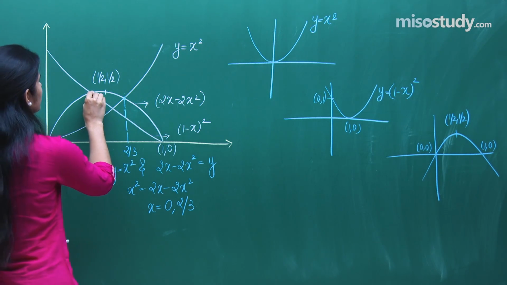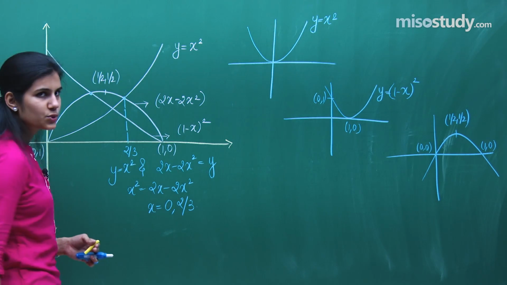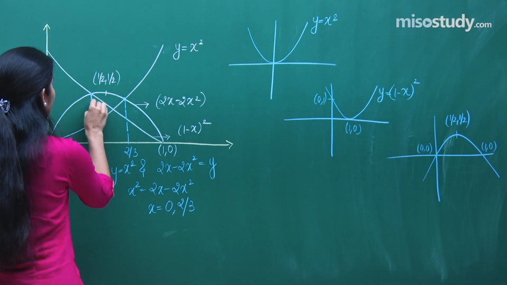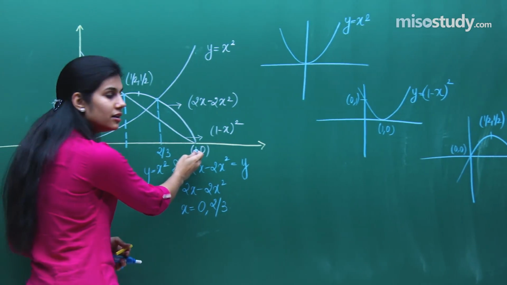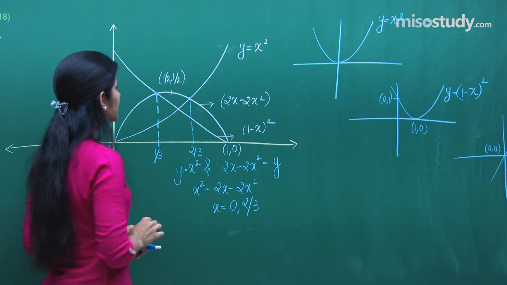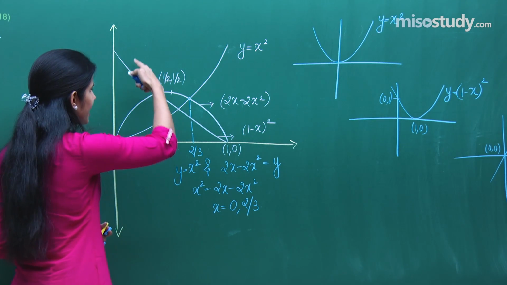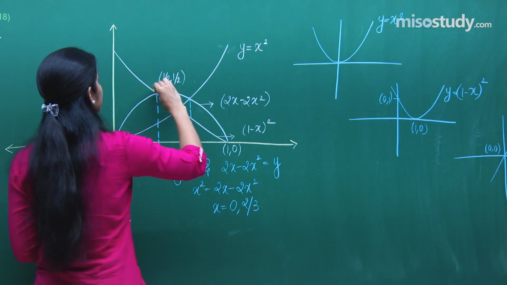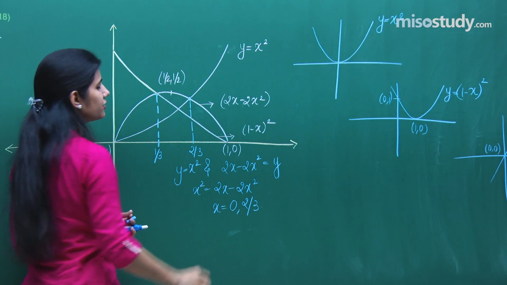Similarly, this point is actually the point of intersection between y equals 2x minus 2x square and (1 minus x) whole square. Following the exact same lines, you are going to find x coming out to be 1 and 1 by 3. So 1 is obviously here, so this is 1 by 3. That means if I talk about f(x), from 0 to 1 by 3, f(x) is the maximum of all these three curves, and the maximum is nothing but this, the highest of all three curves from 0 to 1 by 3.